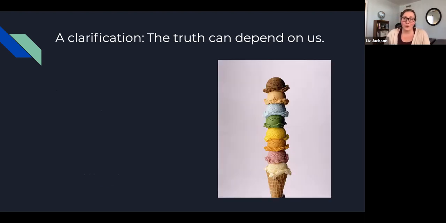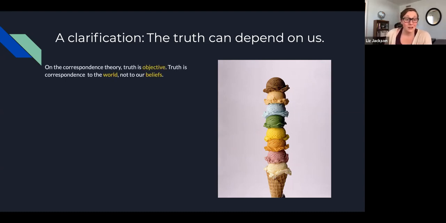Okay, so at this point, we've talked about an initial correspondence principle and then revised that correspondence principle in terms of the distinction between a sentence and a proposition. But I wanted to give a clarification here about what this correspondence principle means for truth and how it depends on us. So on the correspondence theory, truth is objective in the sense that it's about corresponding to the world, not about our beliefs or about our culture's beliefs. When something's true, it's because of the way that the world is. But there are some truths that depend on us.